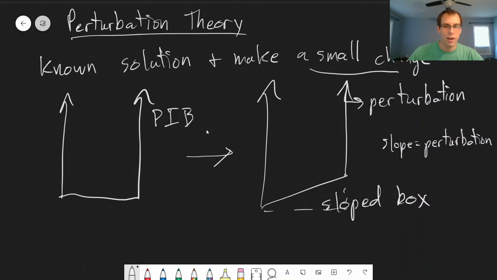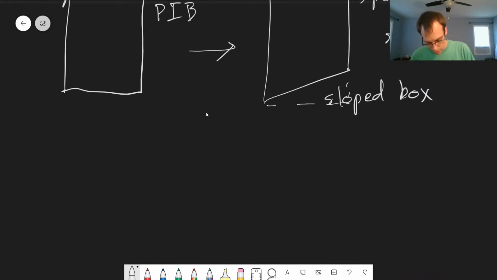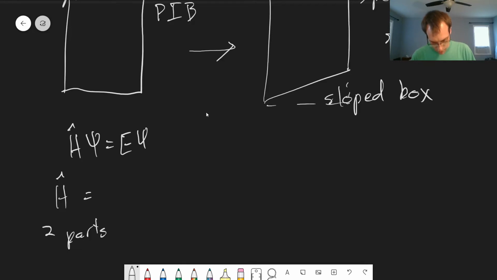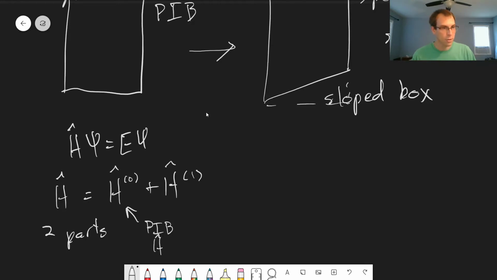So we can still write our Hamiltonian and our Schrödinger equation, H psi equals E psi, and we'll split H up into two parts. We will have the unperturbed Hamiltonian, H0. This would be for our ideal system, so in this case, the particle in a box Hamiltonian. And then we have the part of the Hamiltonian that's the perturbation, which we call H1. In the example we have here, this would be the slope in the box.